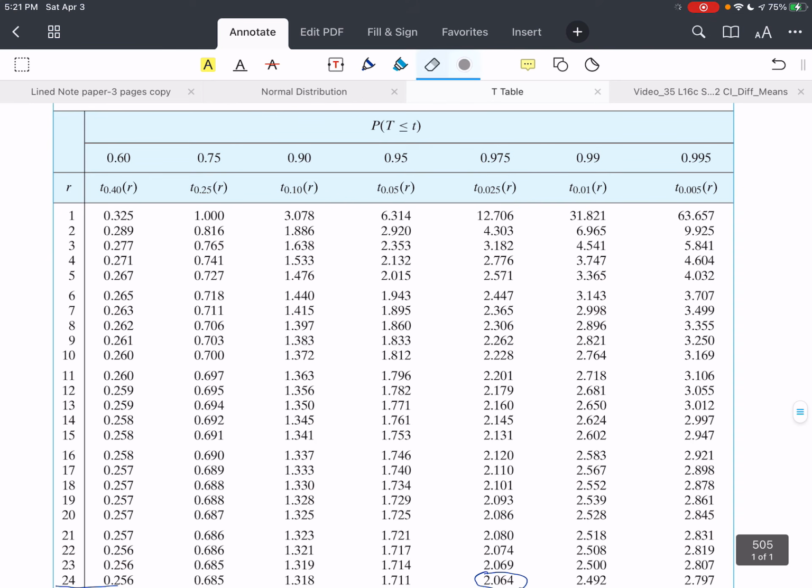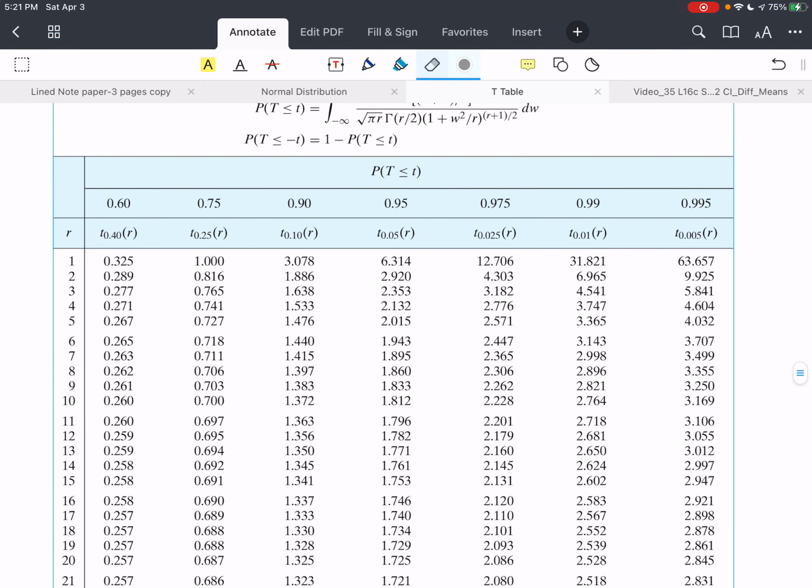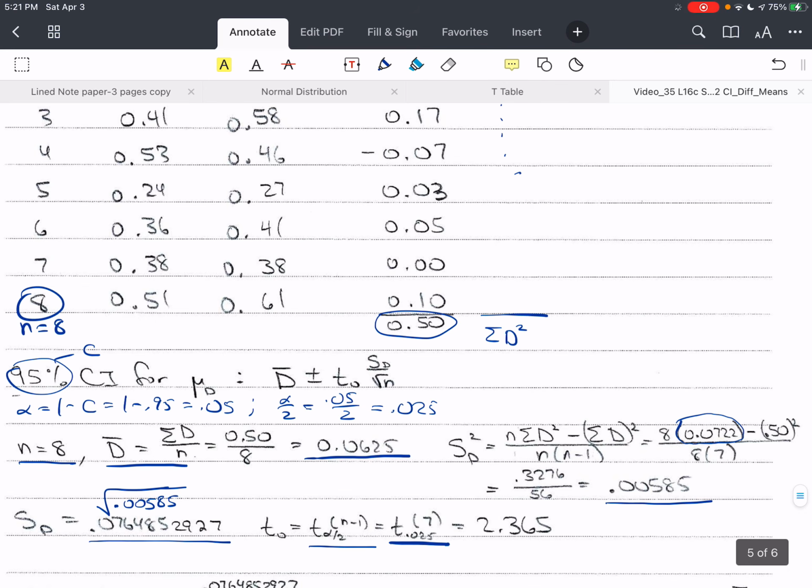So get rid of our previous scribbling. So I need 0.025 and 7 degrees of freedom, and I get 2.365. And so t naught is 2.365.